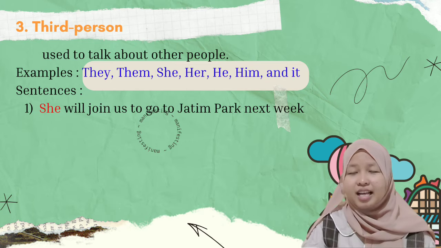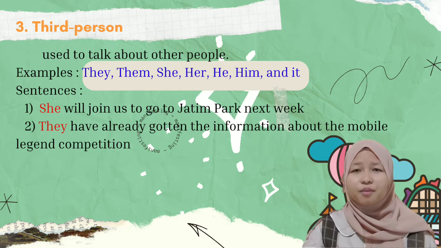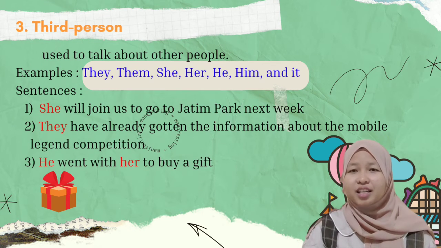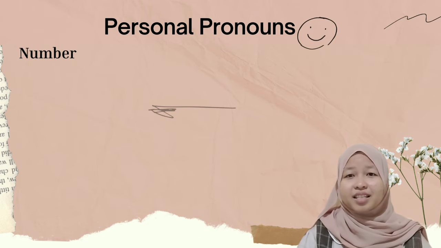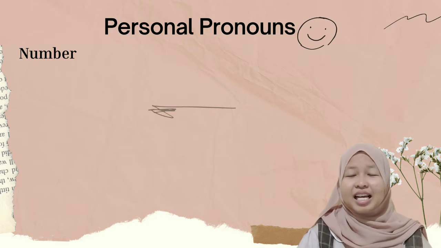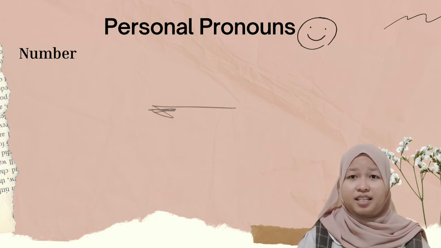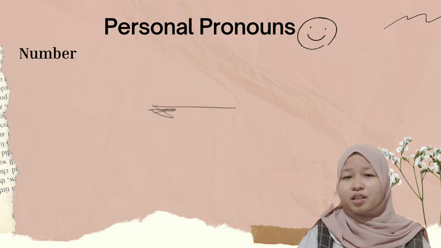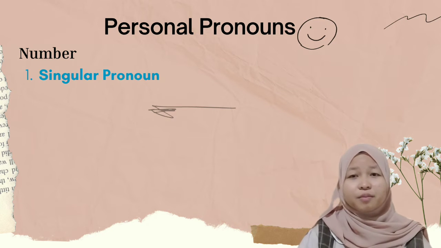Examples in sentences are: She will join us to go to Chatting Park next week. They have already gotten the information about the Mobile Legends competition. He went with her to buy a gift. Okay, after discussing the position of the person in the personal pronoun, thirdly, we will discuss the use of pronouns according to the number of nouns or people to be replaced. Based on number, personal pronouns are divided into two. There are singular pronouns.